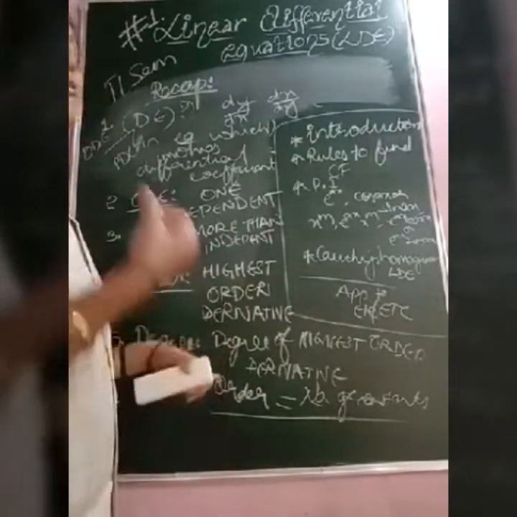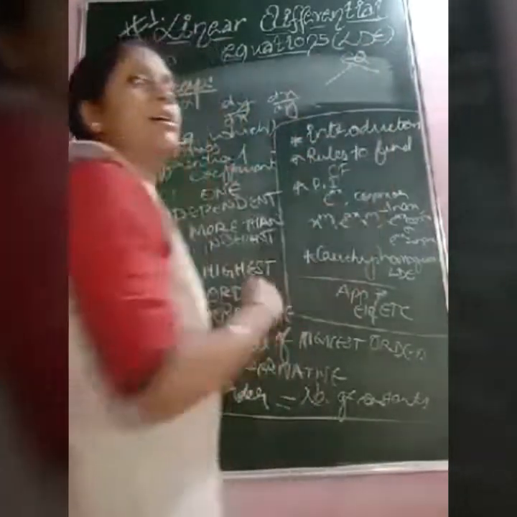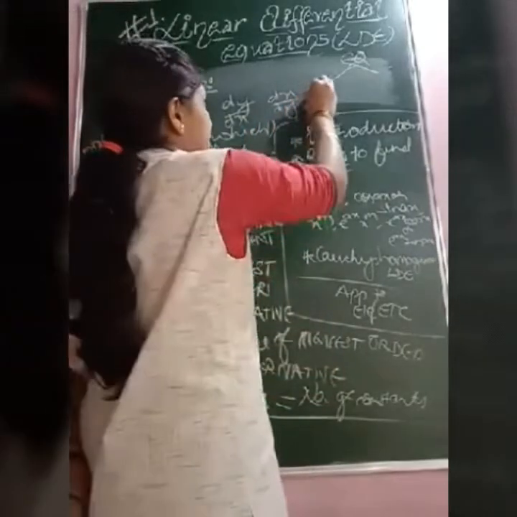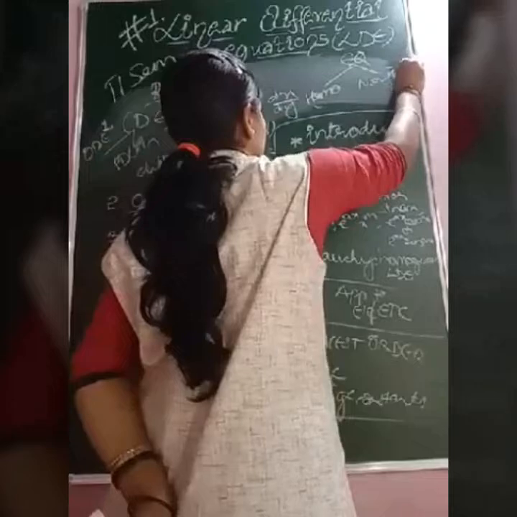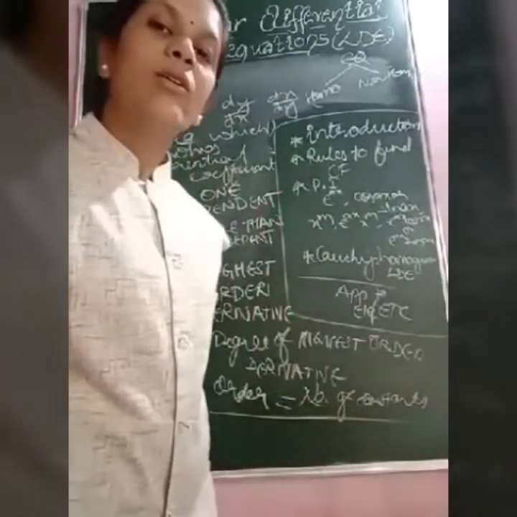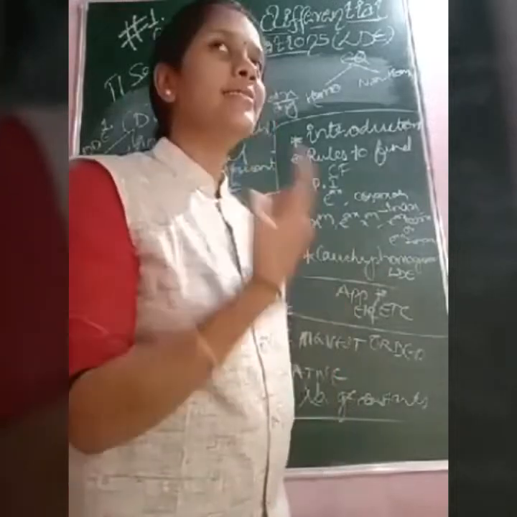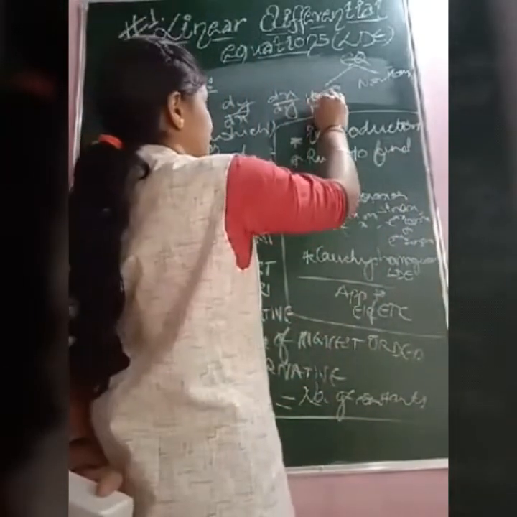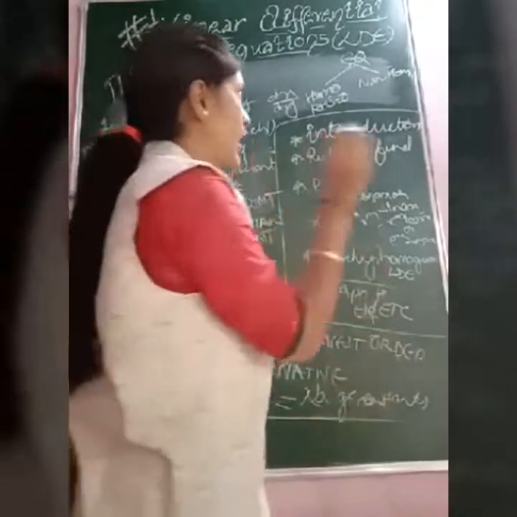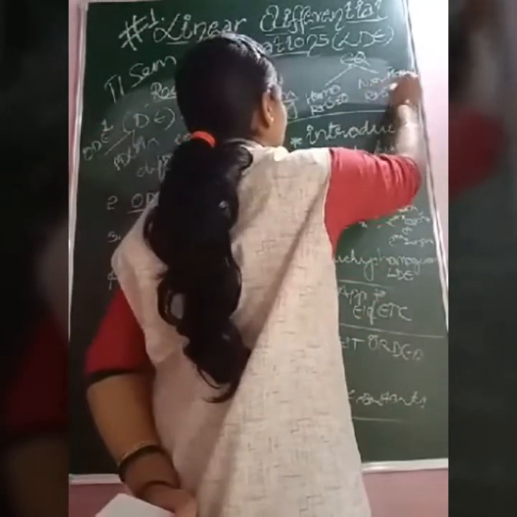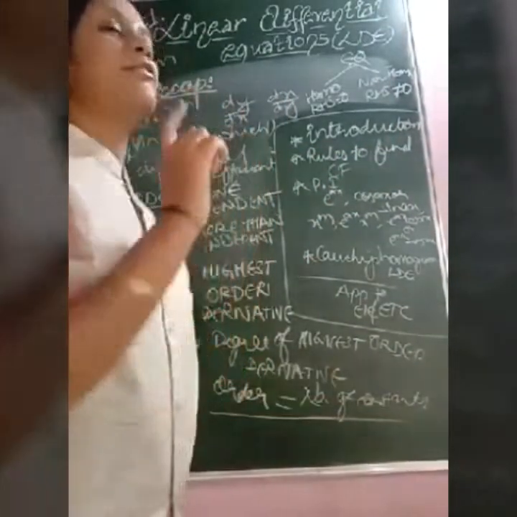Also, when I say equation, we have two types: homogeneous and non-homogeneous. What is meant by a homogeneous differential equation? If the value of the RHS is 0, then it is homogeneous. When the RHS value is not 0, it is known as non-homogeneous. So this was all for the recap.